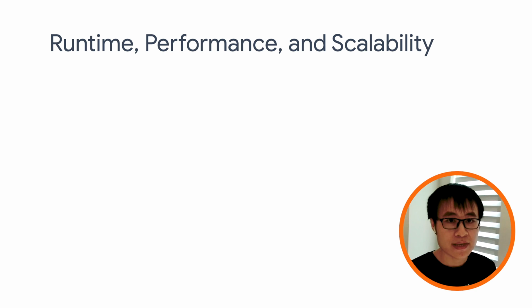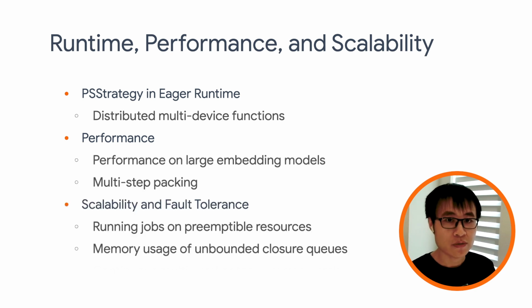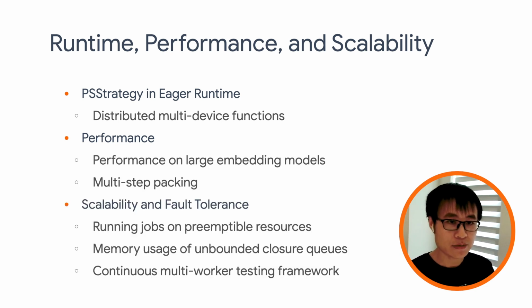Next, I'll be talking about the PS strategy's implementation inside the TensorFlow eager runtime, basically how it's partitioning the model to the workers and parameter servers and using the distributed multi-device functions to drive its execution. I will then show some experiment results of the performance in large-scale training compared with the TensorFlow V1 Estimator. We will also see some of the problems we've encountered, and I will briefly talk about the solutions to fix those problems.